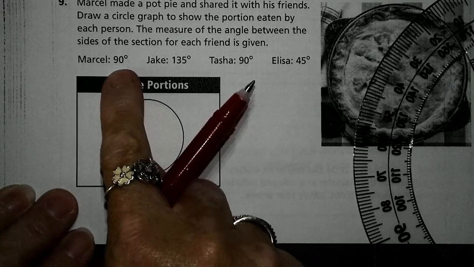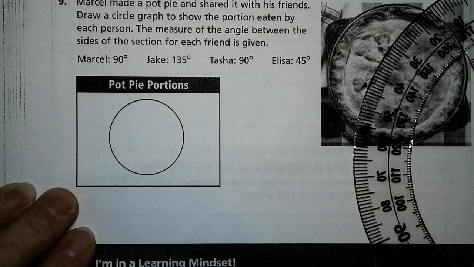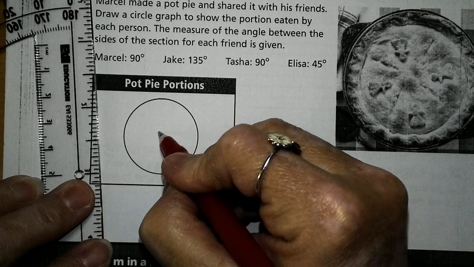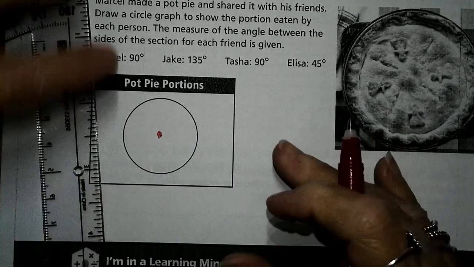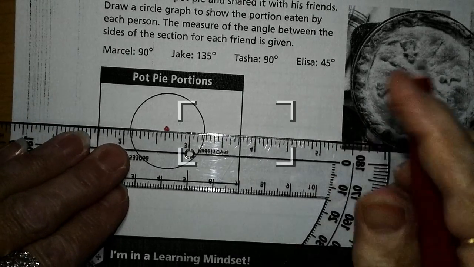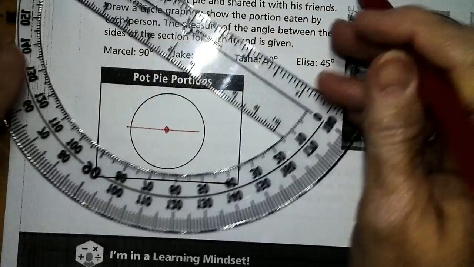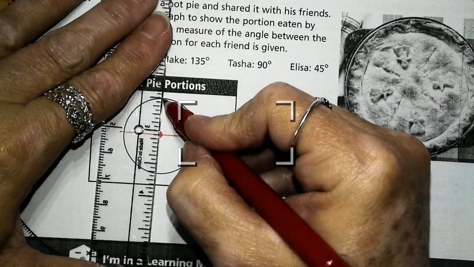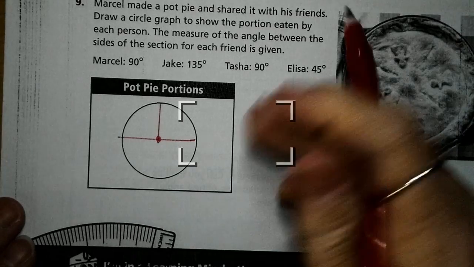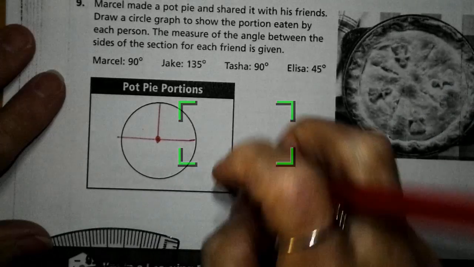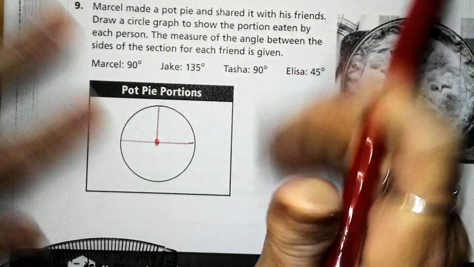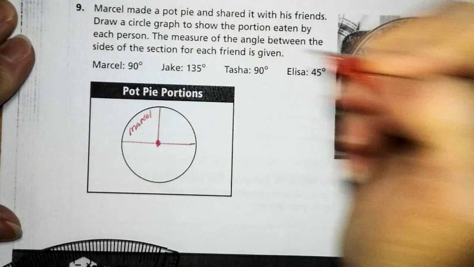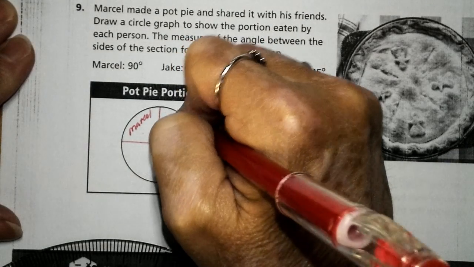2 of them are easy, right? Because it's 90 degrees. So I just need to find the center of my circle. And then I need to draw the diameter. And your 90 degrees, guys, didn't have to be on the top. If you want to make them on the side, it doesn't really matter. So this would be Marcel. And then this one would be Tasha.